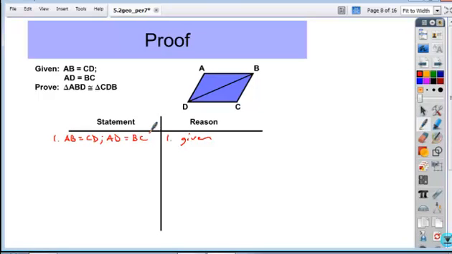All right, so let's talk through this proof. Whenever you're trying to prove that triangles are congruent, you have one of those four congruence patterns that you're working toward: SSS, SAS, ASA, and AAS. So when you look at what's given here, AB and CD are equal. You're also told that AD and BC are equal.